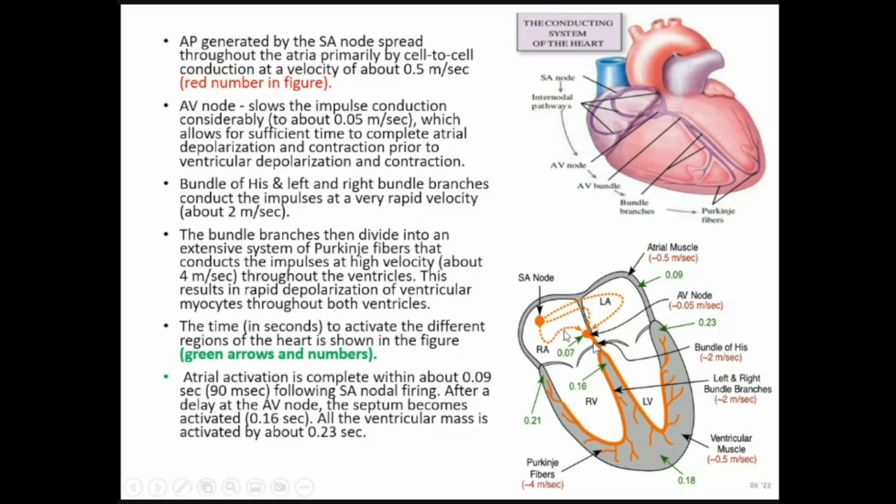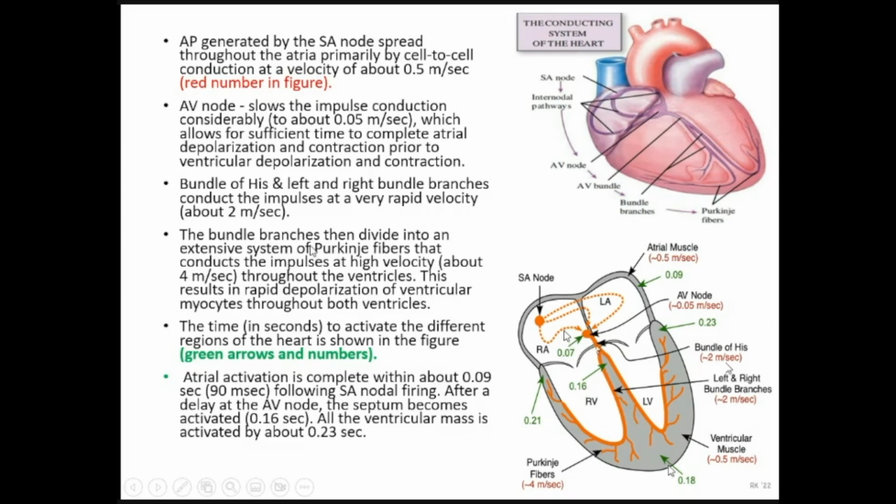Next, the bundle of His transmits the impulse through the interventricular septum at a very fast rate, up to 2 meters per second, even faster than your atrial muscle. So this is the next fastest. At this very rapid velocity, it goes through the interventricular septum, left and right bundle branches, where it reaches your apex. This interventricular septum takes around 0.1 second to get activated.